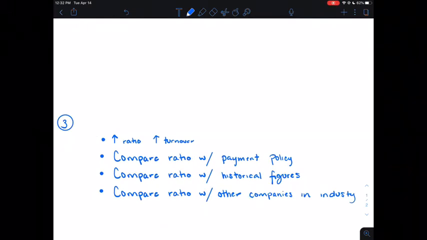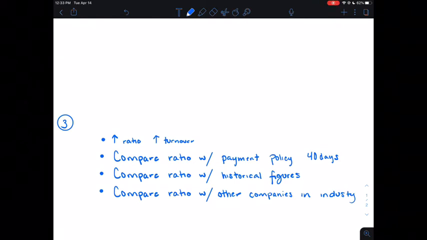In order to determine if Acme Company's accounts receivable turnover ratio is reasonable, we first compare it with its payment policy. If the payment policy is 30 days, then customers are paying 10 days late because the average number of days' sales in receivables was 40 days. However, if the payment policy is 60 days, customers are paying early.